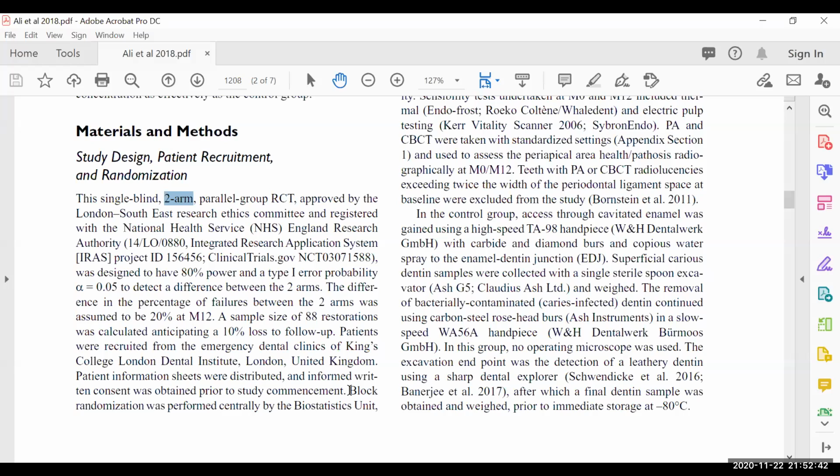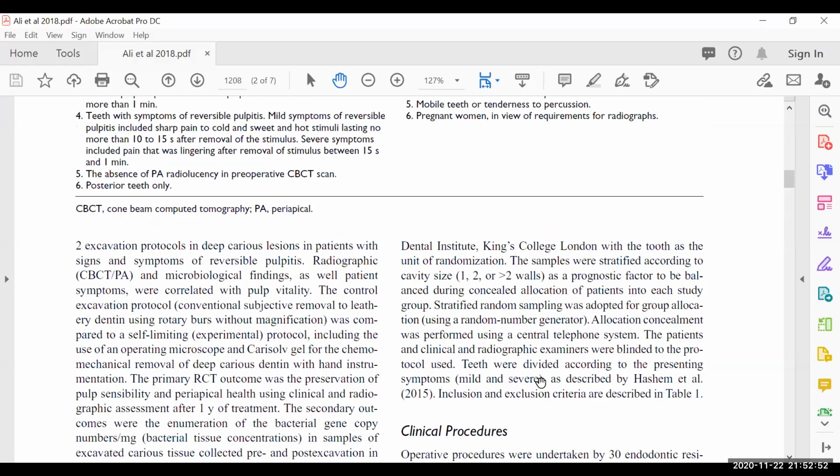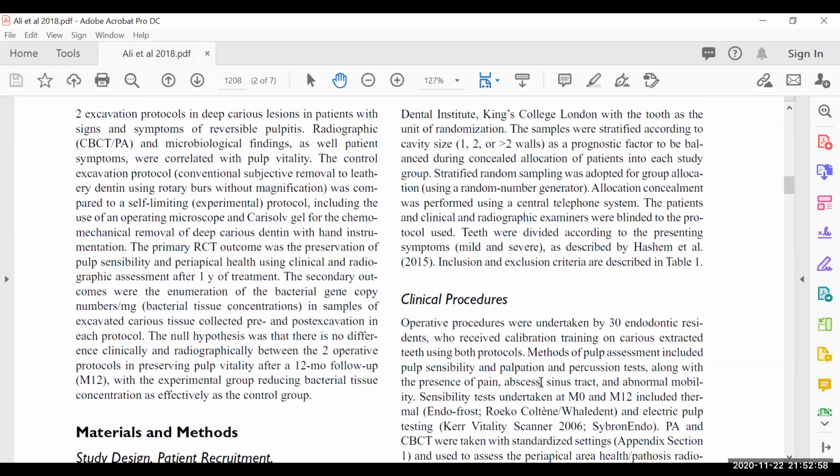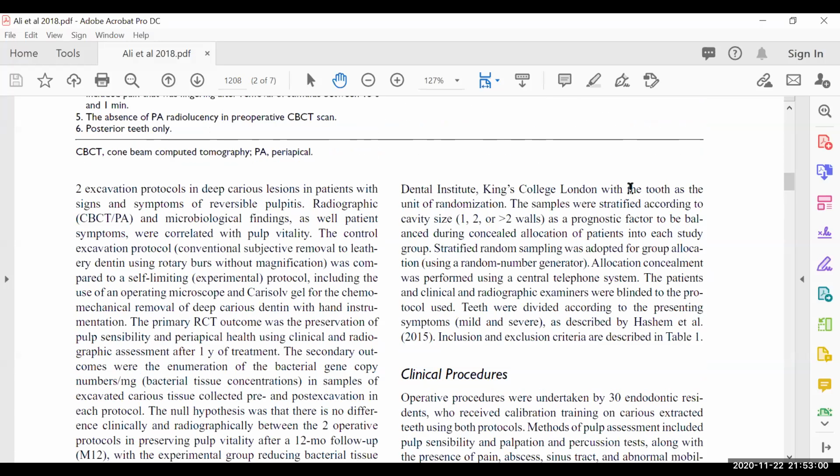And then a block randomization was performed centrally by the biostatistics unit. So it was not me who did the randomization, but the biostatistics unit, in order to prevent selection bias, at King's College London, with the tooth as the unit of randomization, not the patient, and the samples were stratified. I will talk about stratification, how we can prevent the effect of confounding factors. In that case it was the cavity size, whether it's 1 or 2.